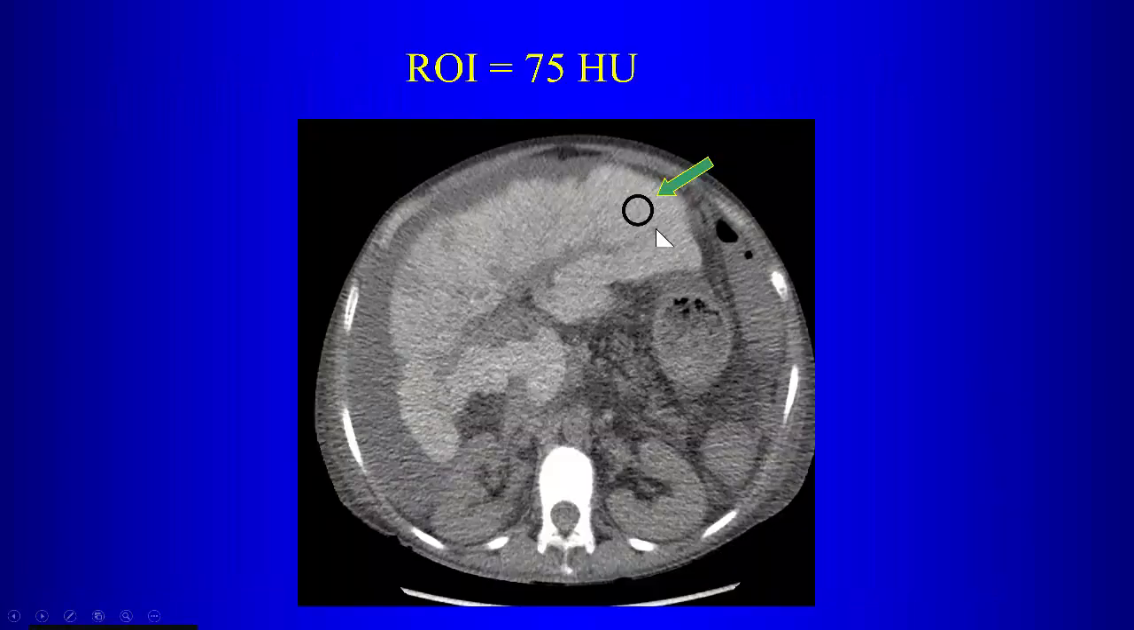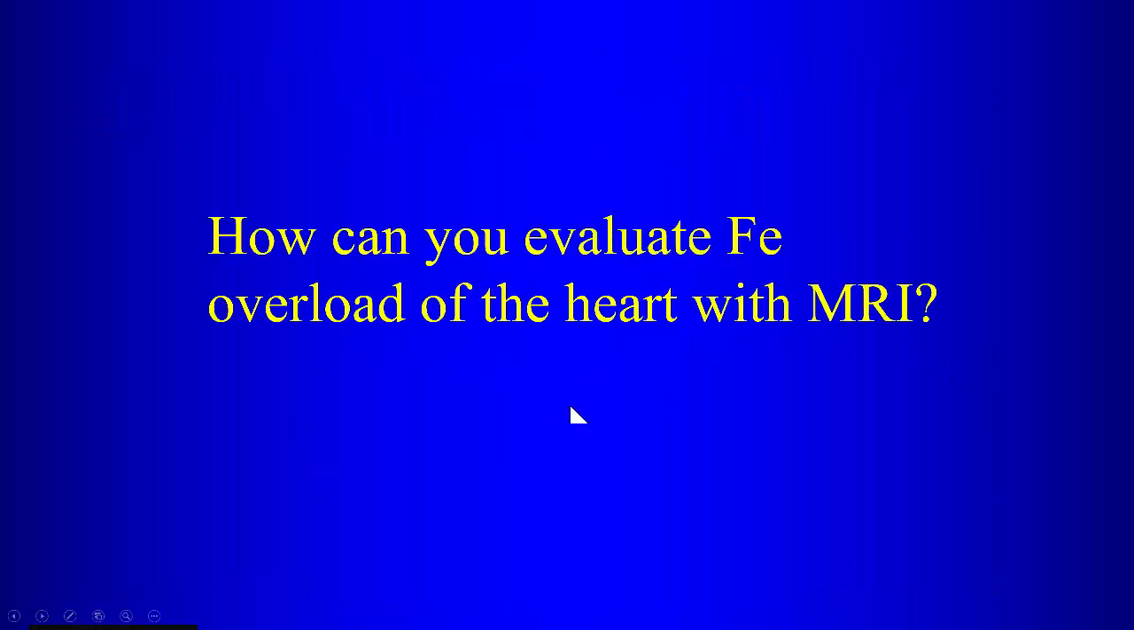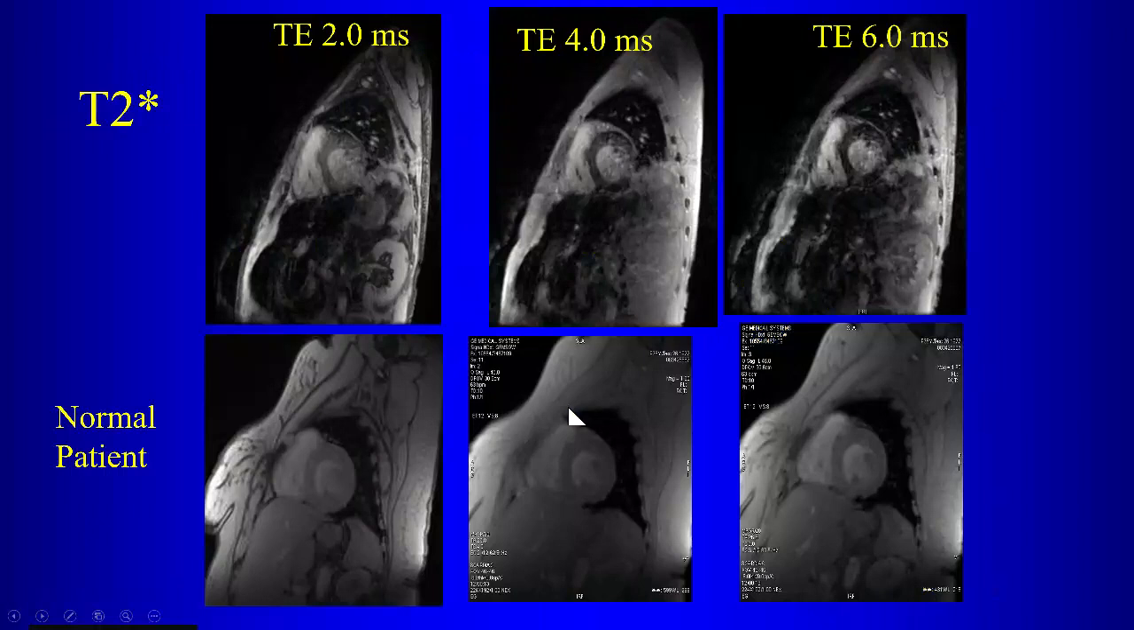So this patient also has a dense liver on CT, which is no surprise there, okay? So you can evaluate it with T2 star. So what happens with T2 star weighted imaging is as you prolong the TE, the signal normally fades out, right? But in a normal patient, that occurs gradually. In a patient who has iron deposition, that occurs much more quickly. And so you can actually plot this to come up with a T2 star time constant, right?